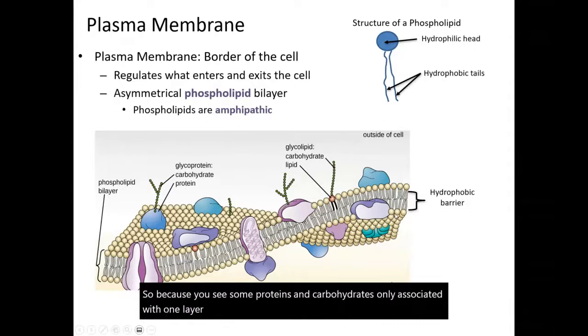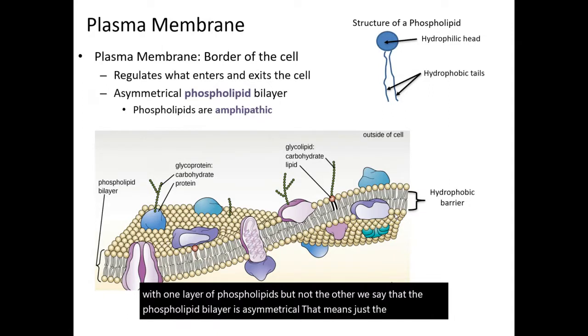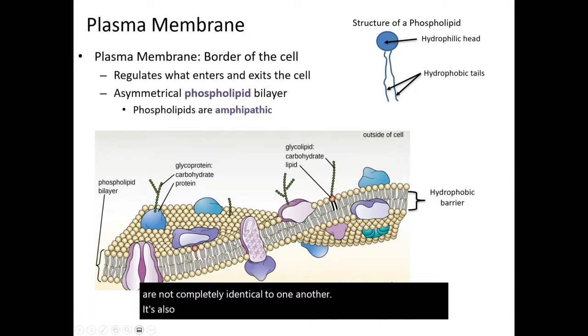Because you see some proteins and carbohydrates only associated with one layer of phospholipids, but not the other, we say that the phospholipid bilayer is asymmetrical. That means the two layers are not completely identical to one another. It's also a flexible structure. We say it's fluid. That means these molecules can move side to side a little bit.